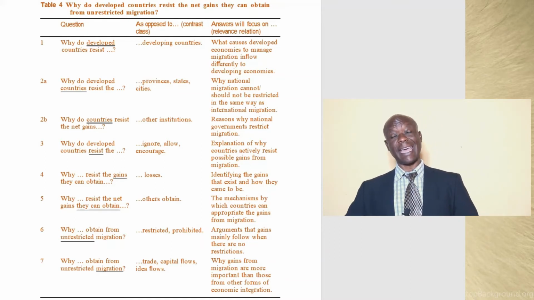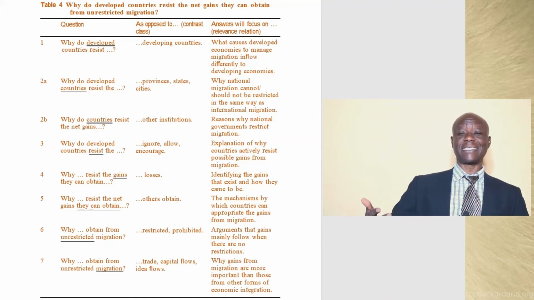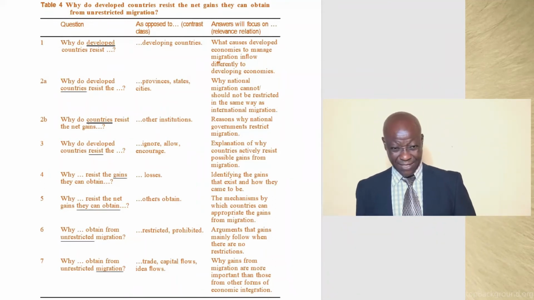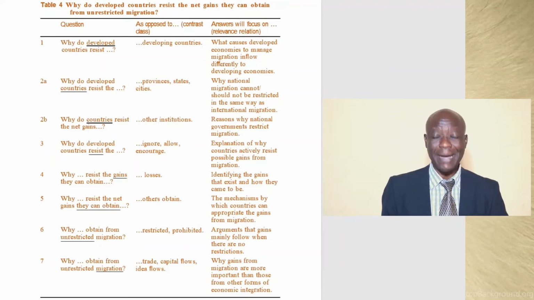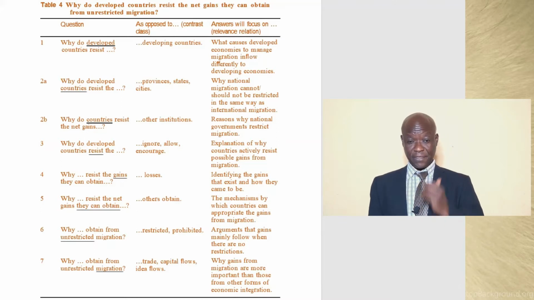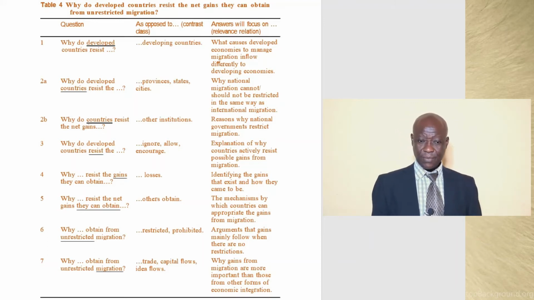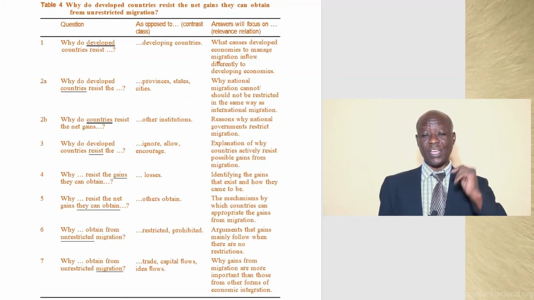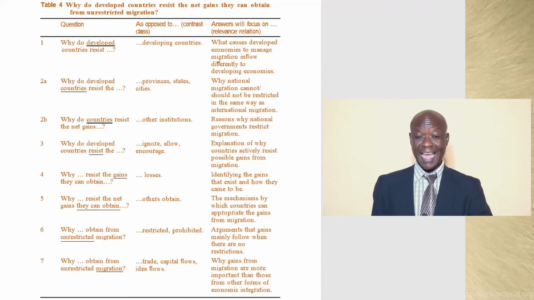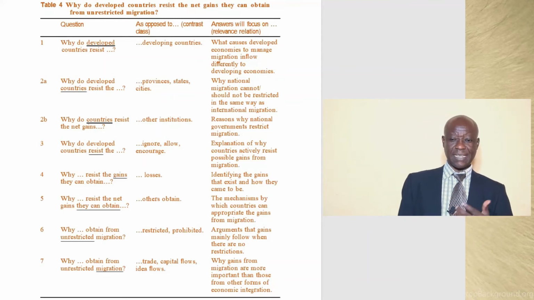Developed countries resist the gains they can obtain from unrestricted migration. So the question has now changed to this, and this is now a sentence, a grammatical statement. This is also the fundamental assumption of the question. If this were not true, the question would be problematic and the analysis could not continue. So at level number two, ensure that the evidence is strong enough to warrant the topic that developed economies are indeed restricting unrestricted migration. So that's what it is, ladies and gentlemen.